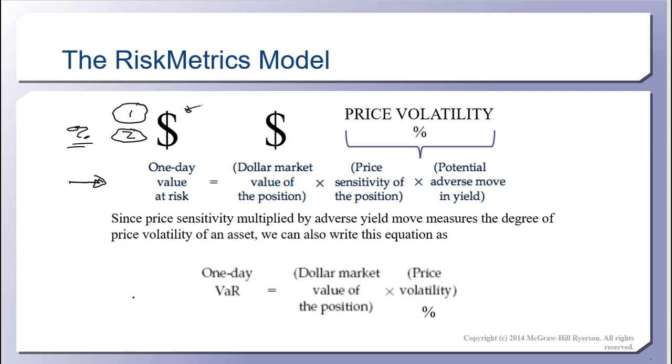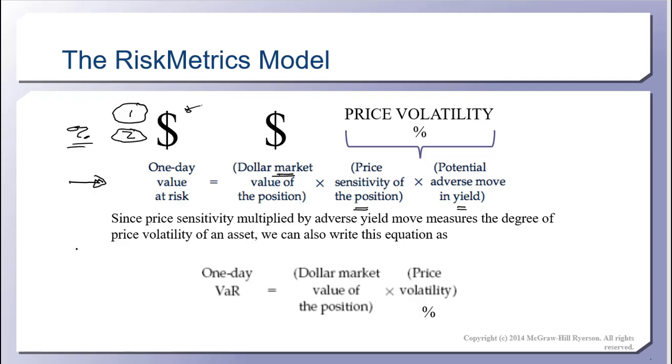And remember, there are three components that we need. One is the dollar market value of the position. And again, that's market value, not book value. So it's the dollar market value of the position times the price sensitivity of the position. We're looking at a fixed income portfolio here, so we're using modified duration. And the third component is the potential adverse move in yield. Because we're looking at fixed income portfolios, we're measuring that in terms of basis points.